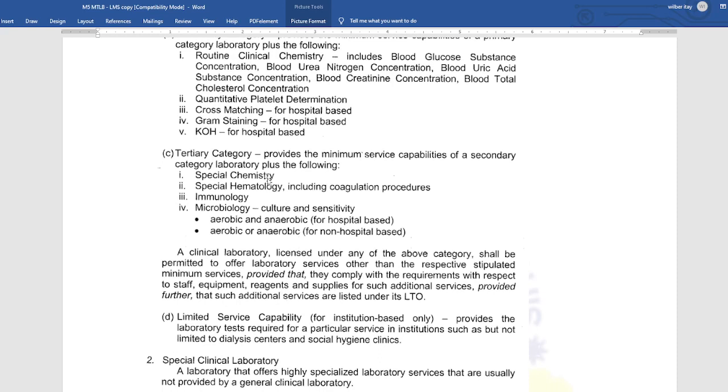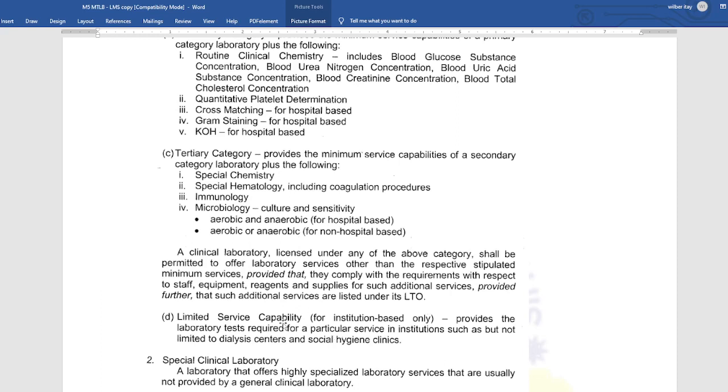Okay, so those clinical laboratories are allowed to operate if they have the license to operate, just like for businesses, right? Businesses within our country cannot just operate without securing a business permit, right? Okay, ganun din sa mga clinical laboratory. Aside from a business permit, they need to get a license to operate. Okay, so this is usually given by the DOH.